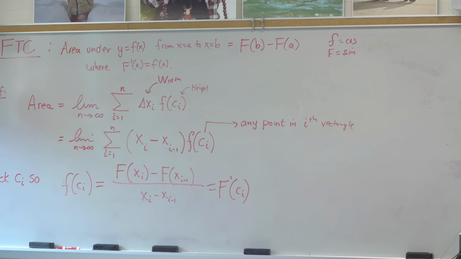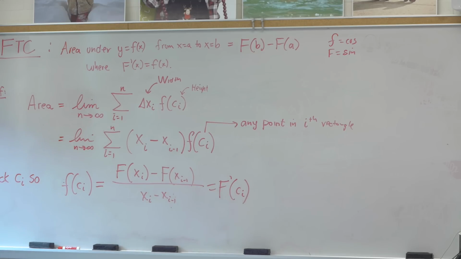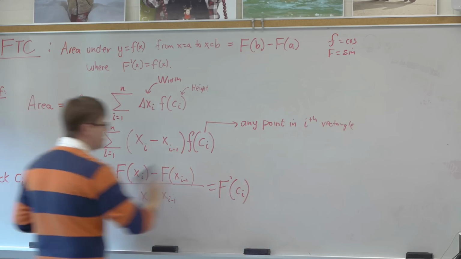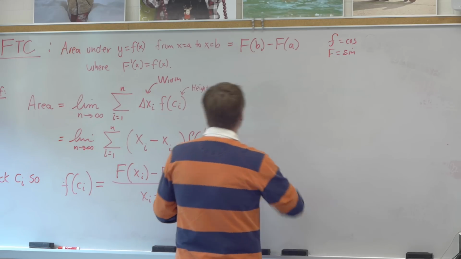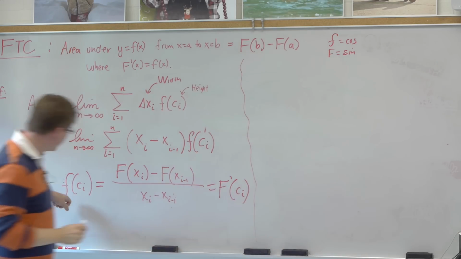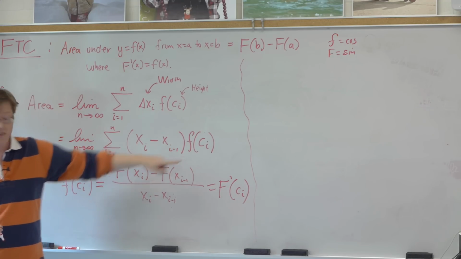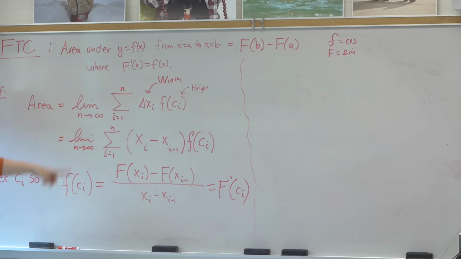So I'm picking CI to be this MVT point, but it's MVT for capital F. Now, once I've done that, the algebra kind of takes care of itself. So I'm going to plug f of CI in right here. And do that mentally. Do you see that cancellation is still going to occur?